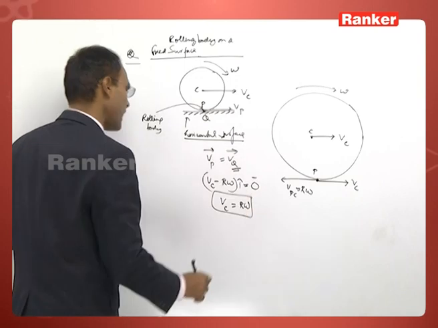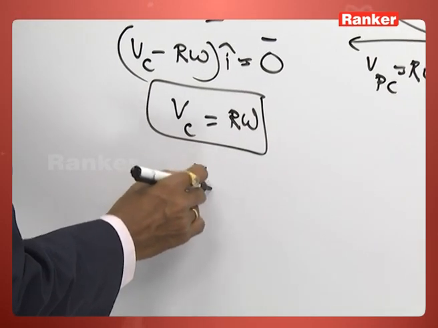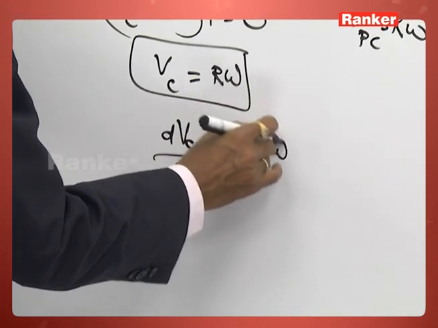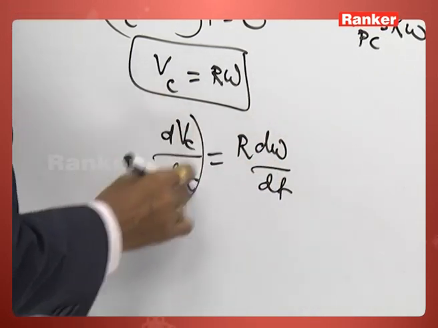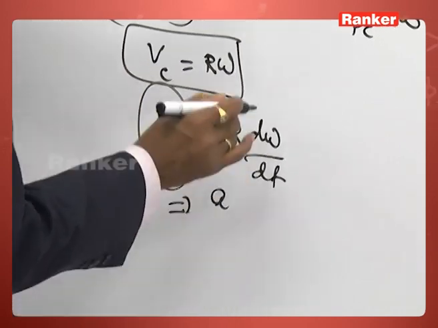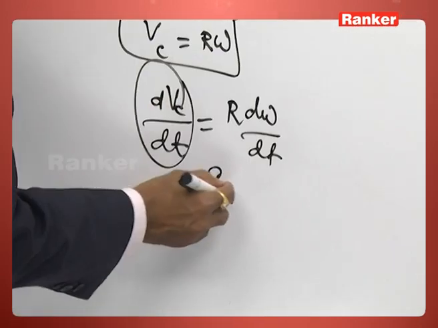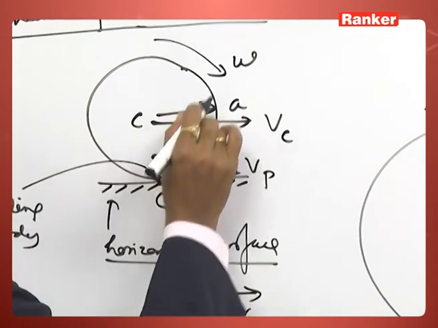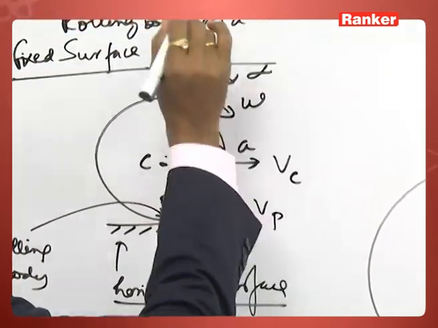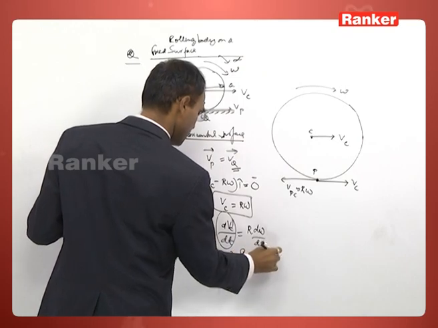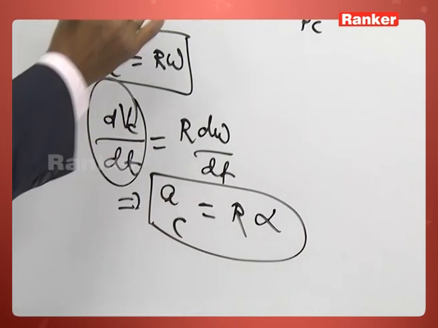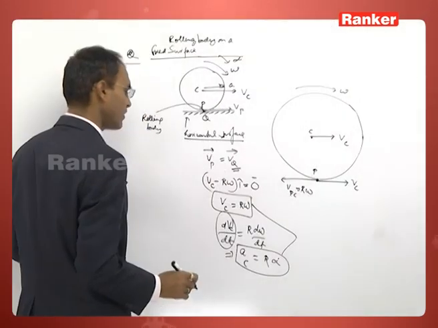And if you differentiate both sides, dVc by dt equals r d omega by dt. But this is nothing but the acceleration of the center of mass. If the center of mass has some acceleration, suppose A, and alpha of the rigid body is the angular acceleration, then Ac is equal to r alpha. These are the conditions for rolling.